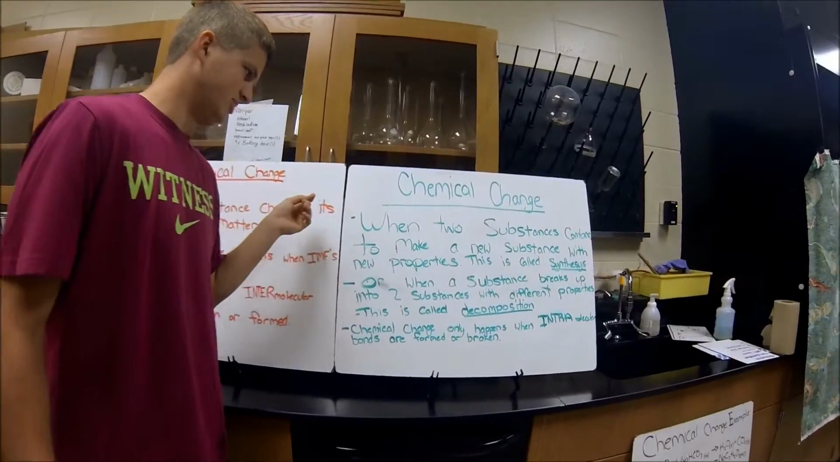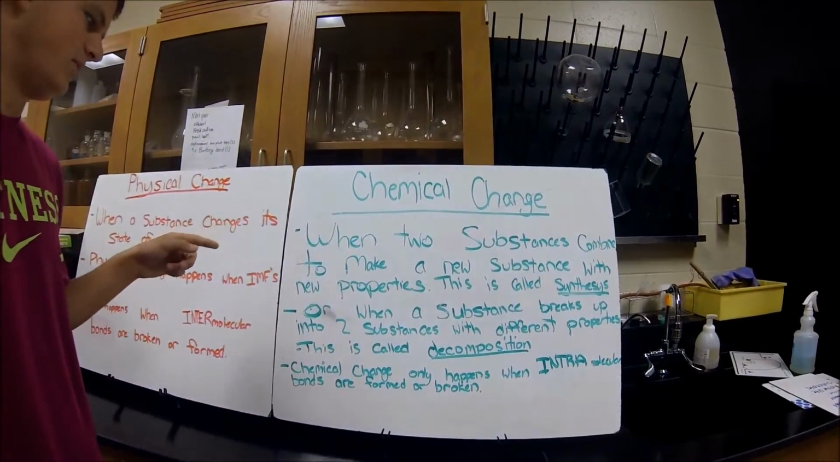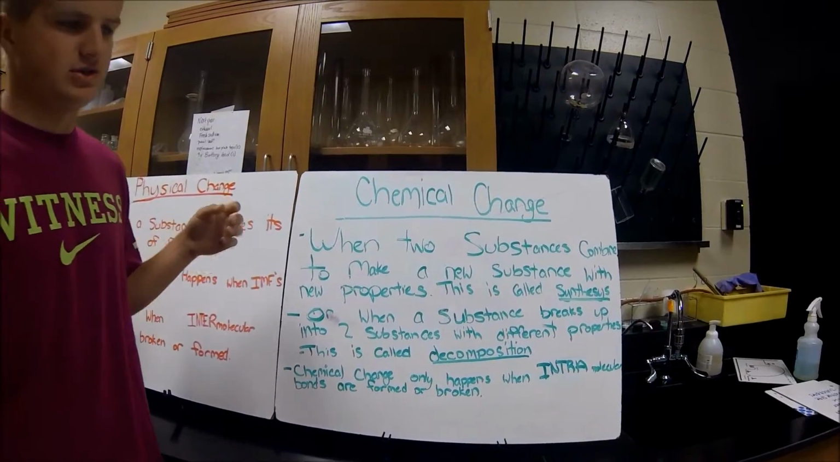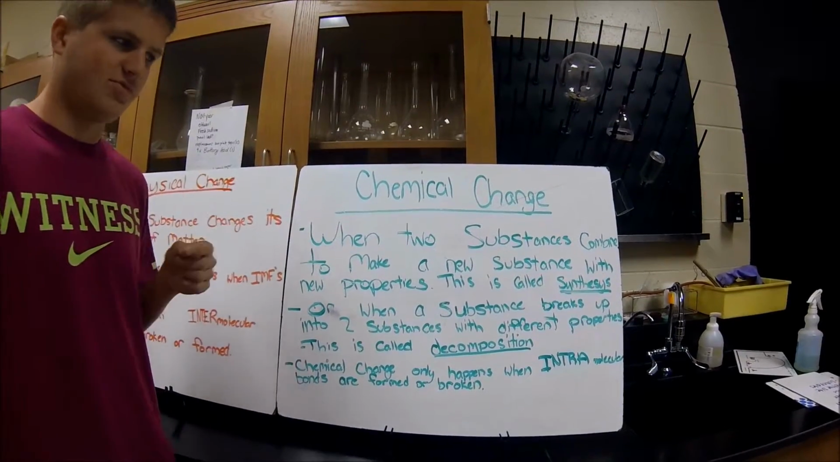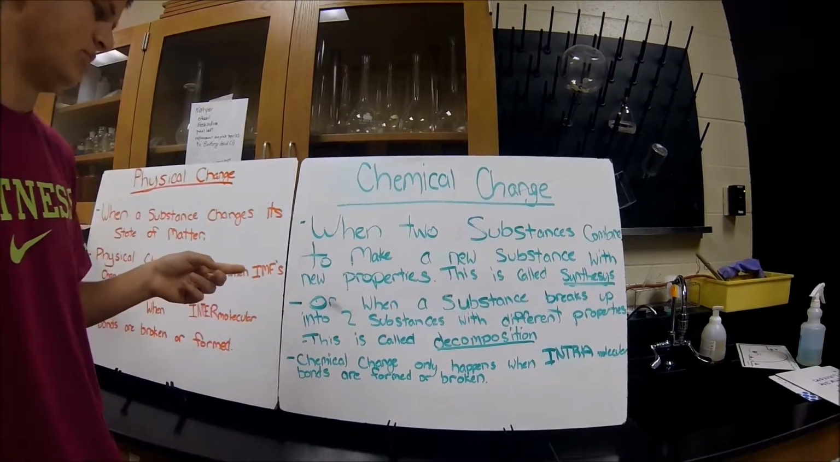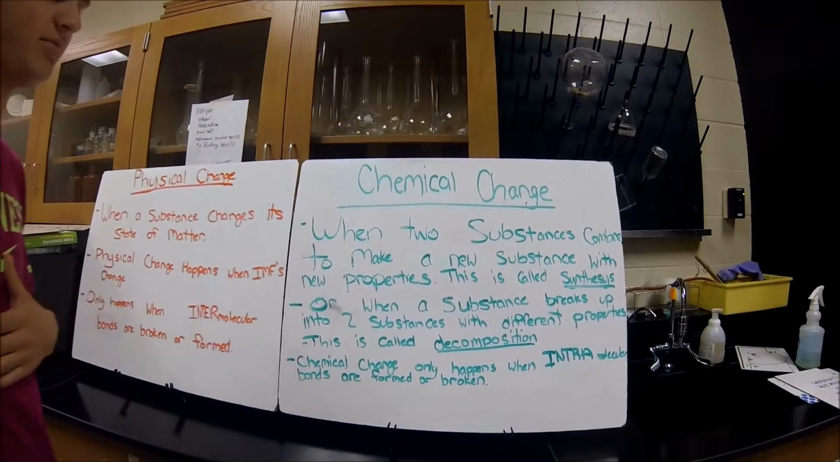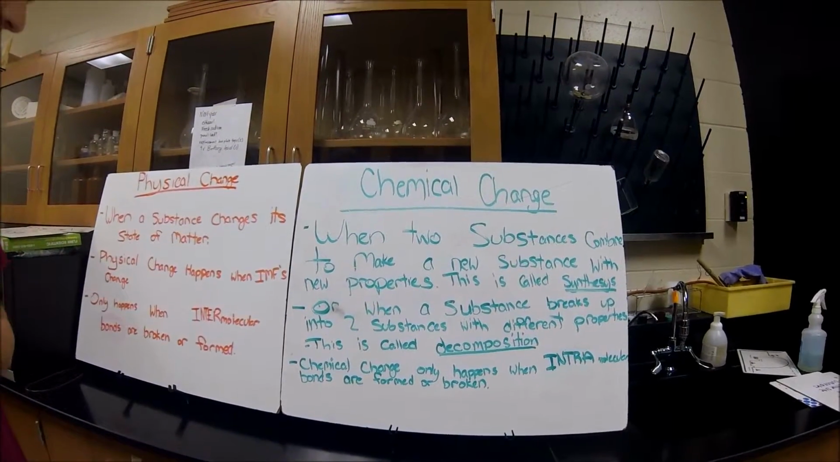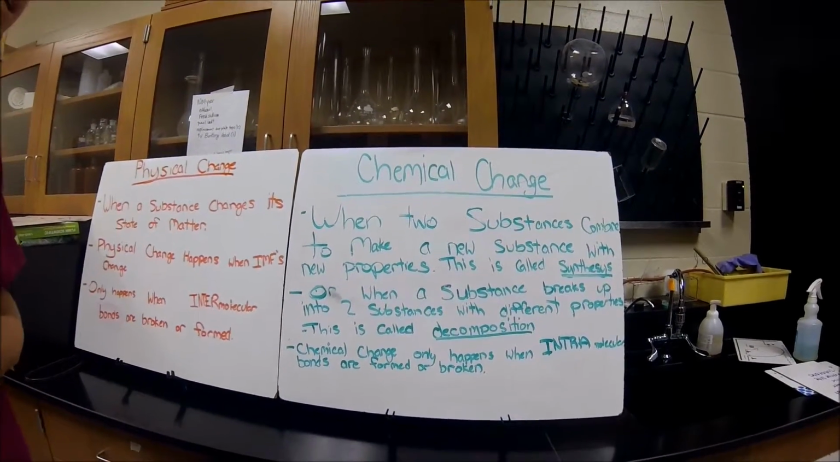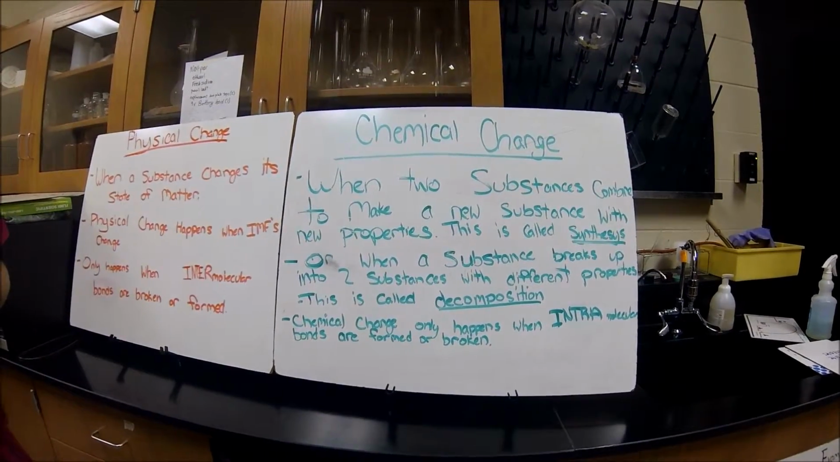Now for chemical change. When two substances combine to make a new substance with new properties, this is called synthesis. I'll give you an example of that later. Or when a substance breaks up into two substances with different properties, it is called decomposition. Finally, chemical change only happens when intramolecular bonds are formed or broken.